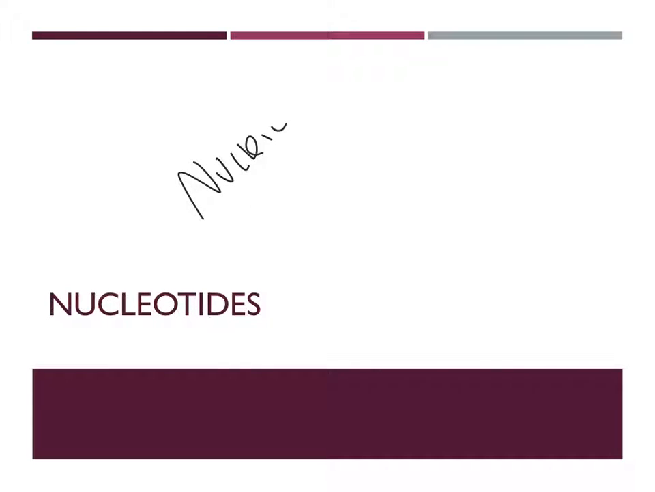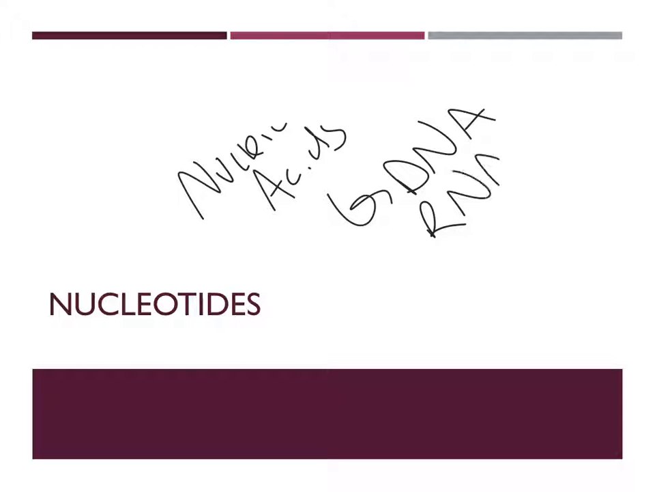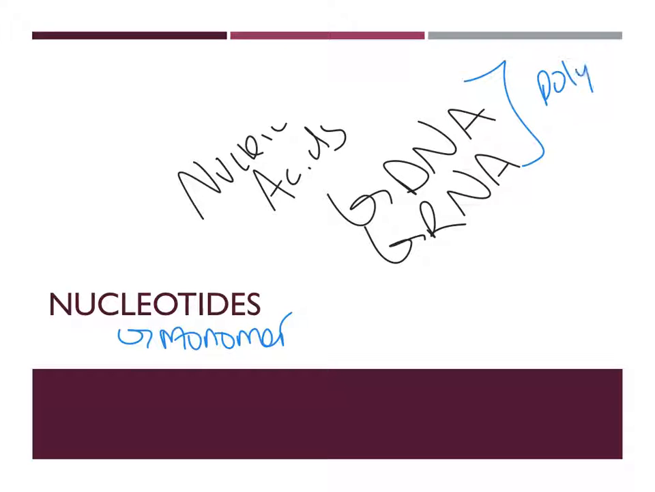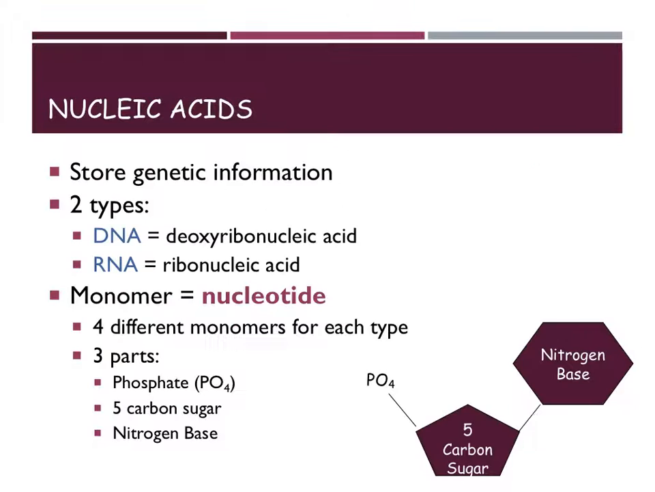Nucleic acids are DNA and RNA. So nucleotides build up your DNA and your RNA. Nucleotides are your monomer, and DNA or RNA are your polymers. So nucleic acids are the polymer, and their purpose is to store genetic information.